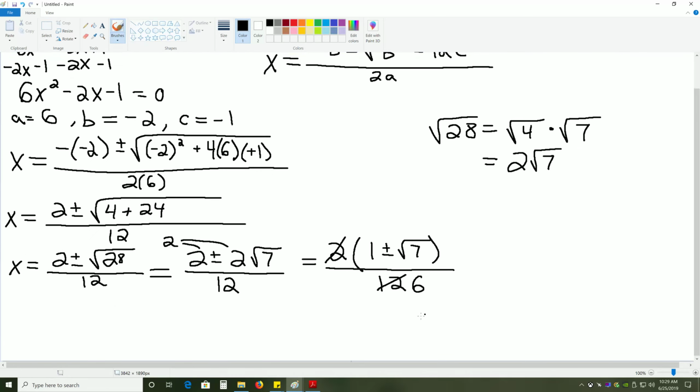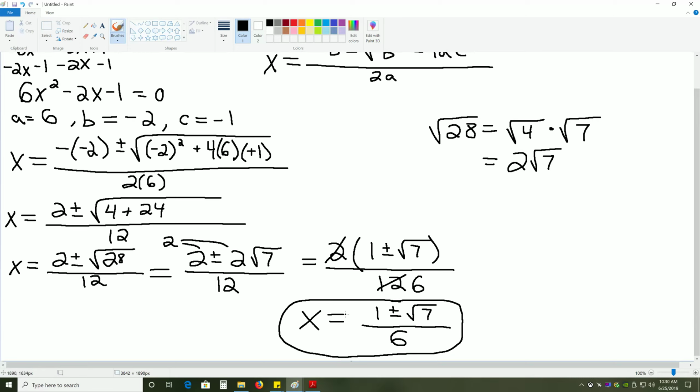So we're finally left with x equals 1 plus or minus the square root of 7 all over 6. And these are the two solutions to our original problem. 1 plus the square root of 7 all over 6, and 1 minus the square root of 7 all over 6.